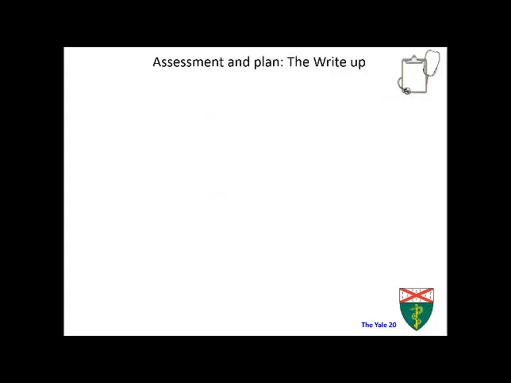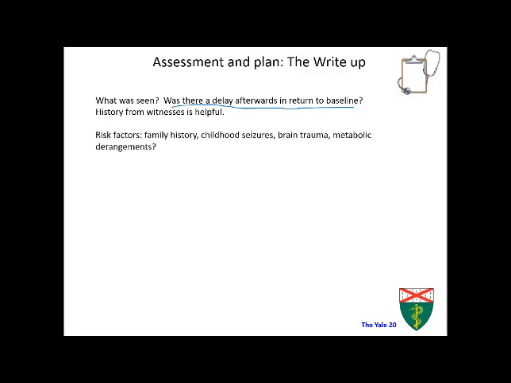Moving on to our assessment plan and write-up. Basically, you want to include what was seen, especially if there are factors that have high likelihood of being suggestive of seizures, such as a delay afterwards in return to baseline. When you have some time, you want to go back and ask if there are any additional risk factors, family history, recent brain trauma, things that might have provoked this. Of course, the exam is very important, especially if there is focality.